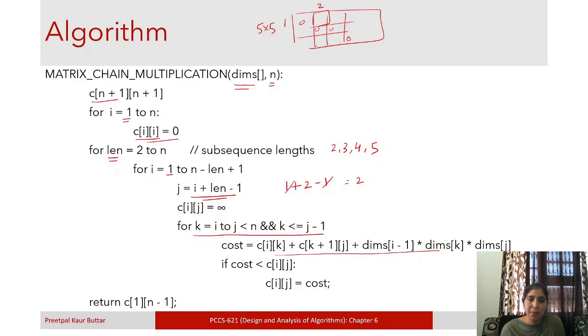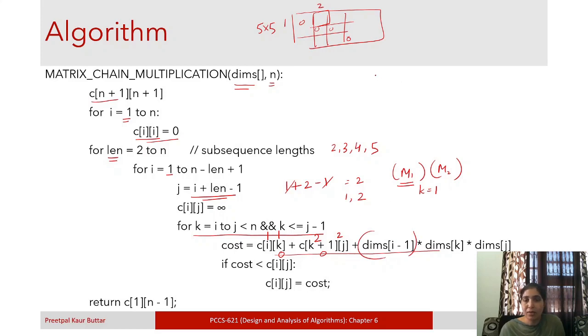So if I talk about 1 comma 2, okay, then the one subproblem has matrix m1, the second subproblem has matrix m2, because we have only one choice for k, that is 1. Okay, so cost of i comma k, that is 1 comma 1, plus cost of k plus 1 comma j, that is 2 comma 2. So in this case both the costs will be 0. Plus then we will multiply the dimensions of these matrices. So the rows of this matrix, which is stored in the array dimensions at location I minus 1.